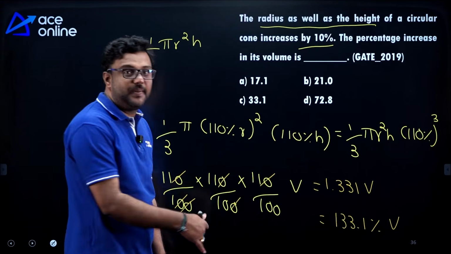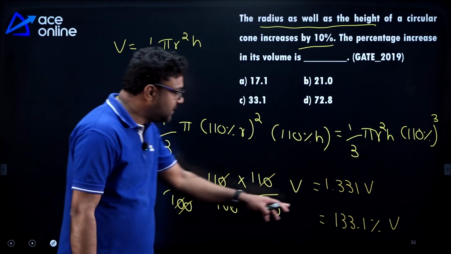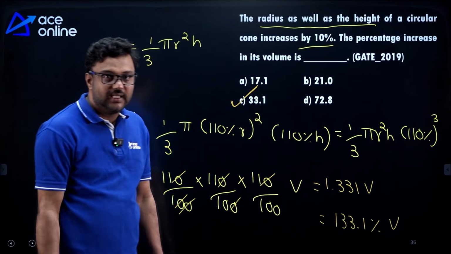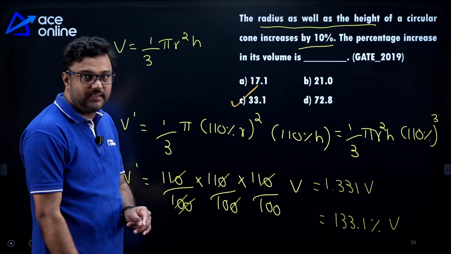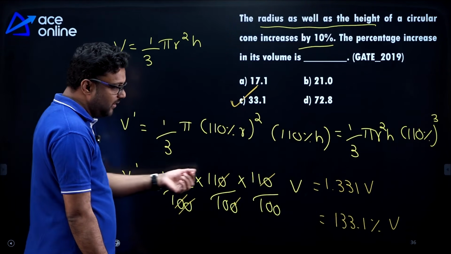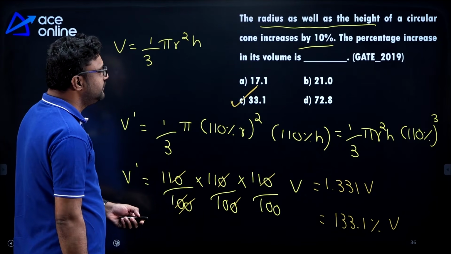So more than 100% means it's an increase. How much extra more than that? 33.1. You can go with option C, 33.1%. So the percentage increase in the volume is 33.1%. You can simplify it, right?